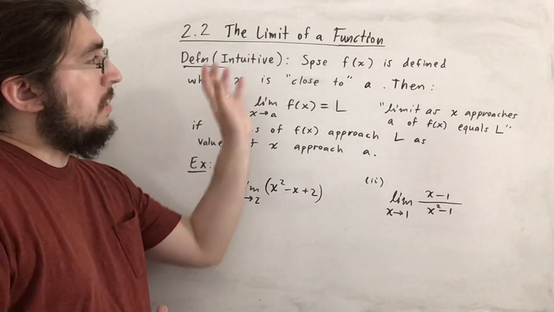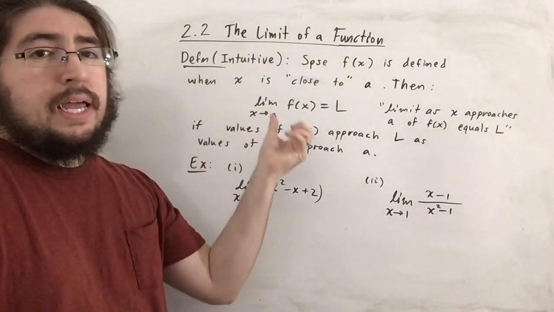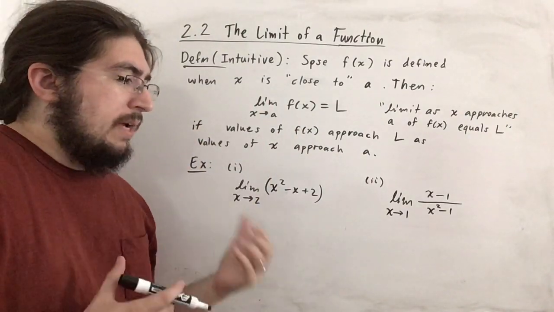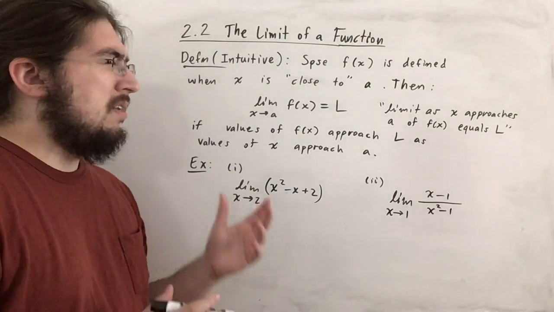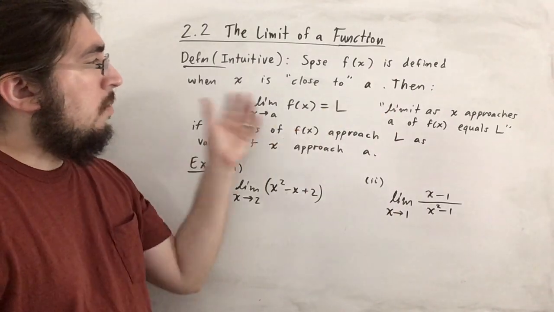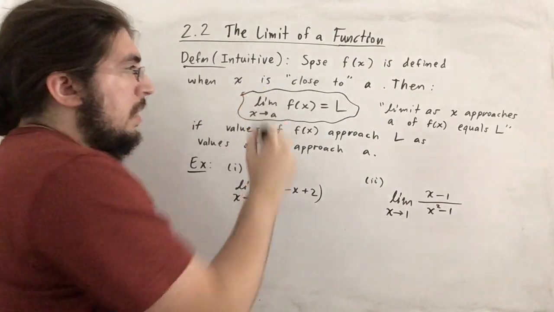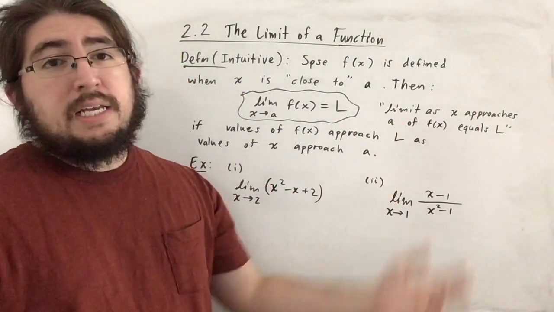But anyways, right now, suppose f of x is defined when x is close to a. As far as what that means, f of x will be defined on an open interval containing a. But that's a little technical, but you can think about that more if you like. Then we use this language here. And of course, this in words is the limit as x approaches a of f of x equals L.